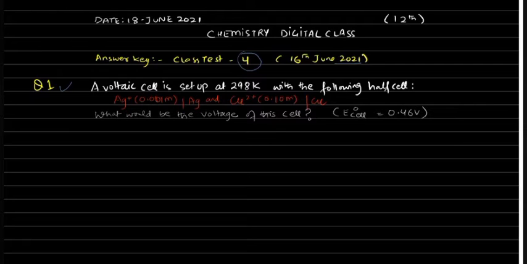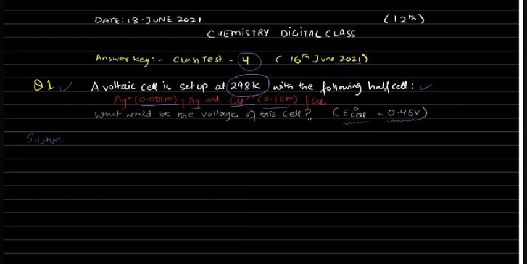So let us see question number 1. A voltaic cell is set up at 298 Kelvin with the following half cells. The cell has Ag+ at 0.001 mol/L converting into Ag, and Cu2+ with concentration 0.10 mol/L converting into Cu, whereas E0 cell is 0.46 volt. So now let us start. First we have to write the solution.